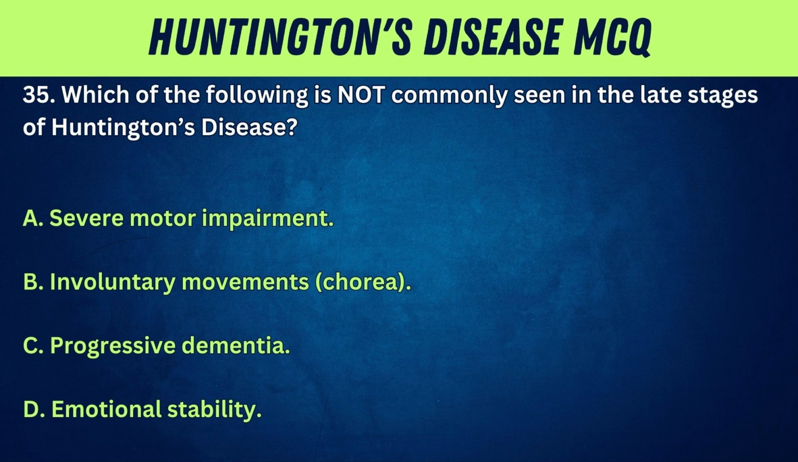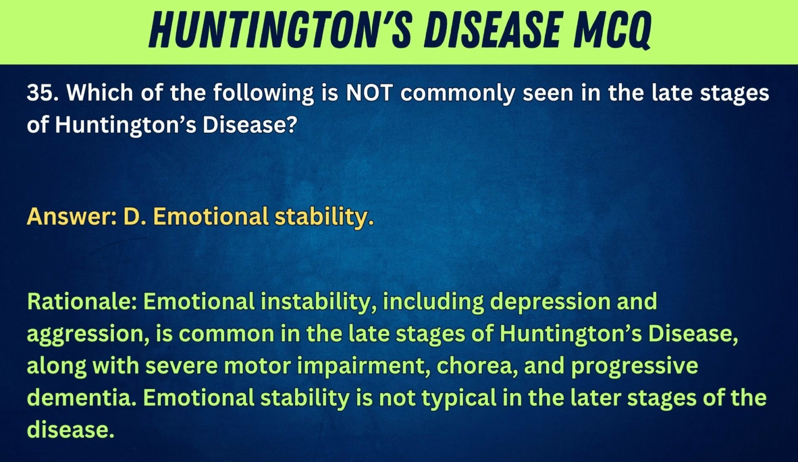35. Which of the following is not commonly seen in the late stages of Huntington's disease? A. Severe motor impairment. B. Involuntary movements, chorea. C. Progressive dementia. D. Emotional stability. Answer: D. Emotional stability. Rationale: Emotional instability, including depression and aggression, is common in the late stages of Huntington's disease, along with severe motor impairment, chorea, and progressive dementia. Emotional stability is not typical in the later stages of the disease.